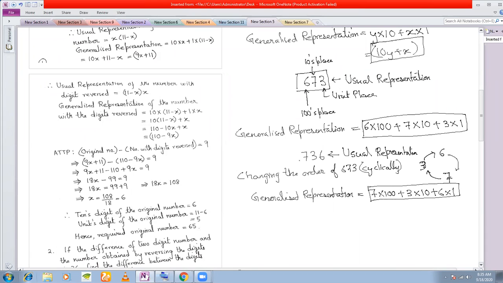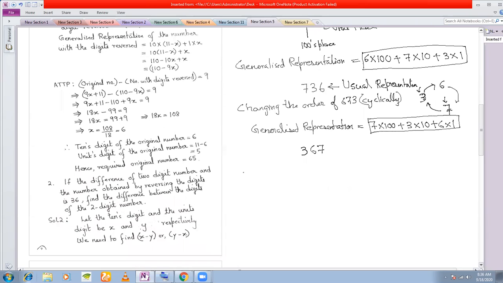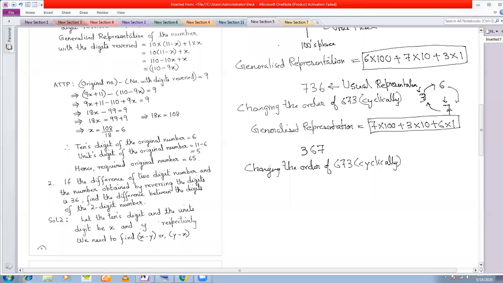Now there is another number that I can obtain from 673 if I change the order of the digits cyclically. What is that number? I gave you the number 673. The next number I started from 7. This time I start from 3. So what is the next number I'm getting? If I start with 3, then 6 and 7. Changing the order of the digits of 673 cyclically.